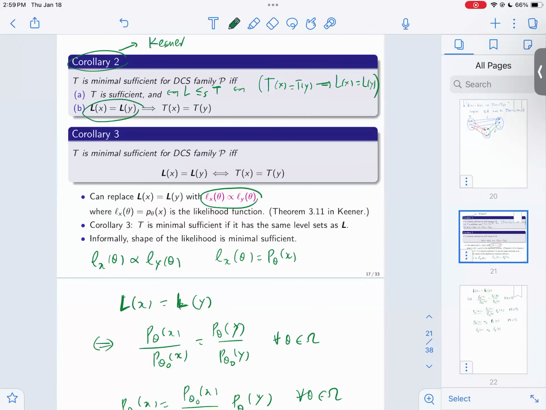I replace this with Lx theta proportional to Ly theta. That's Keener's version. So whenever Lx theta is proportional to Ly theta implies that Px is equal to Py, then Q is sufficient, then Q is equal. That's the way he writes it. That's just another characterization. So likelihood ratios being equal means the likelihood functions are proportional up to constants.